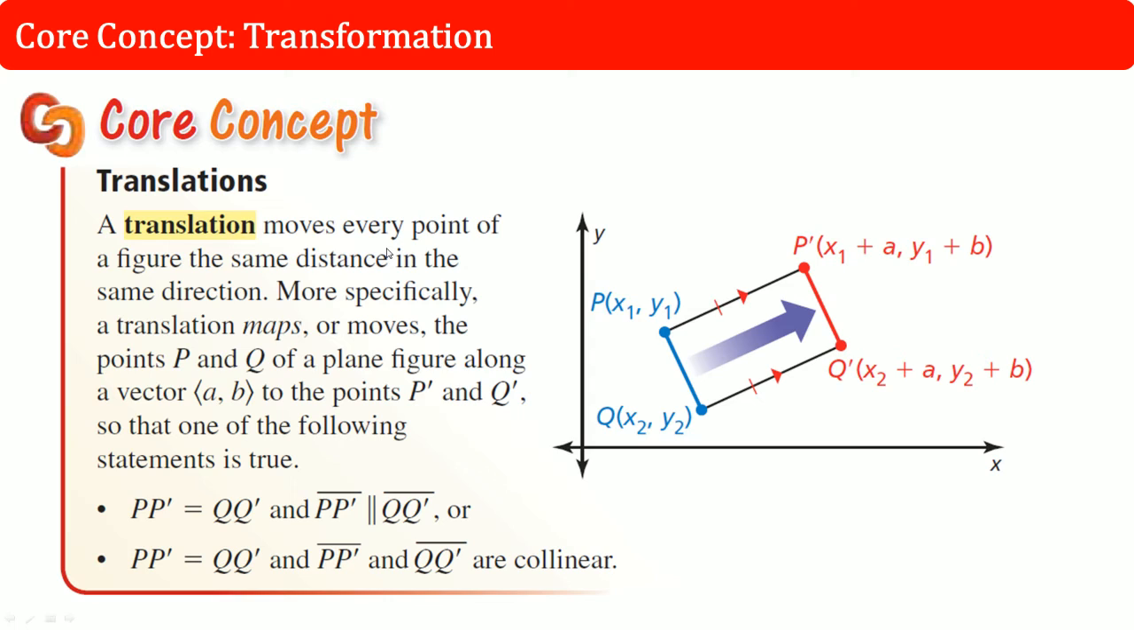Here's the core concept. A transformation called the translation. A translation moves every single point of the figure the same distance in the same direction. More specifically, it maps or moves point P to point Q along a vector. The original is P, and it had this coordinate, x1, y1. Now a translation occurred, so there's that vector which moves it. Based on that vector, we add an a to the x and we add a b to the y. Notice sometimes it's also a subtraction.